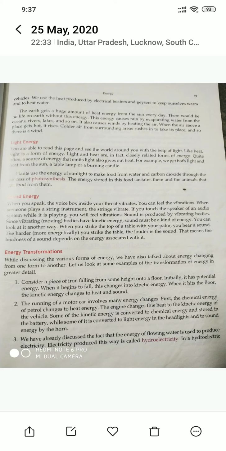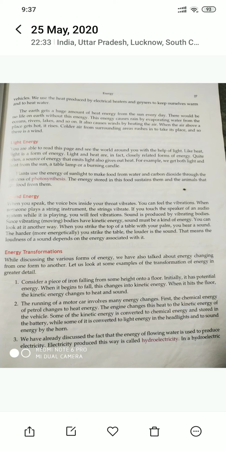So, okay, children, the next topic we need to start is energy transformation. This is very simple, but you need to understand, and it is important also for your exams. So, keep your eyes, ears, and brain all open. Okay. Energy can be transformed into various forms from one form to another.